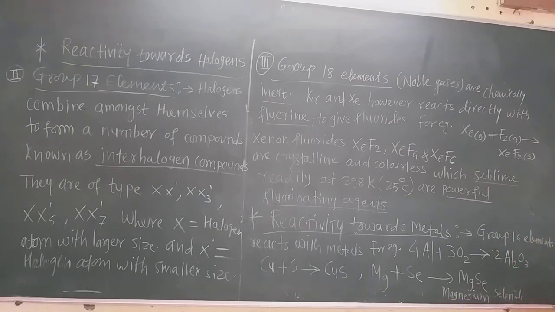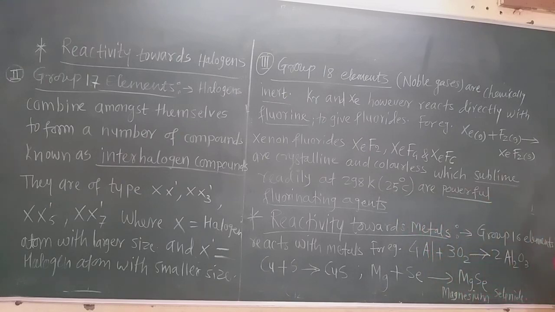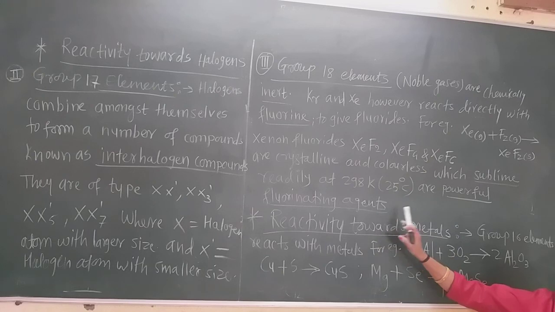That means the solids are directly converted into gases at room temperature, from 25 degrees centigrade to 298 Kelvin. These solids directly convert into gas. That is called sublimation. They sublime readily and provide fluorine gas, so they are also called powerful fluorinating agents.